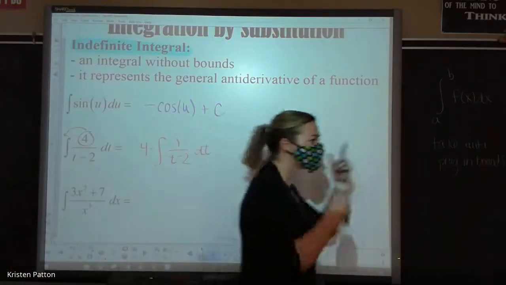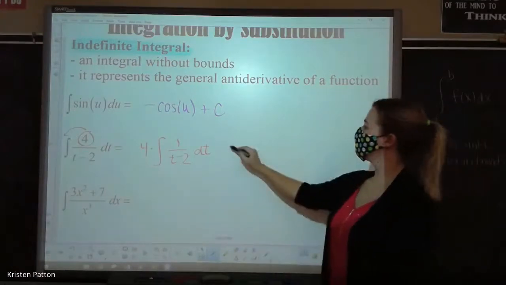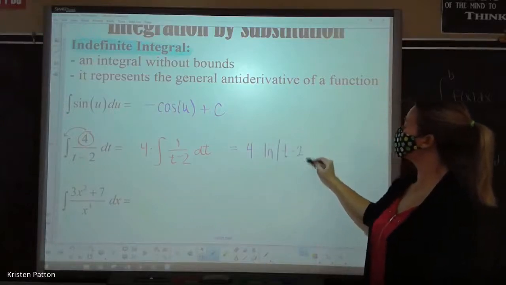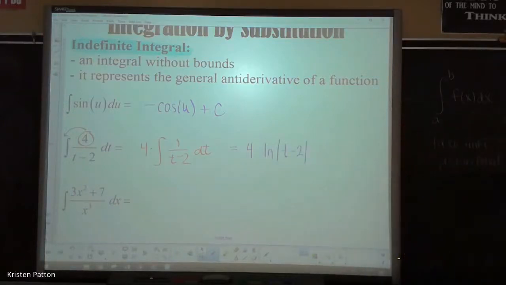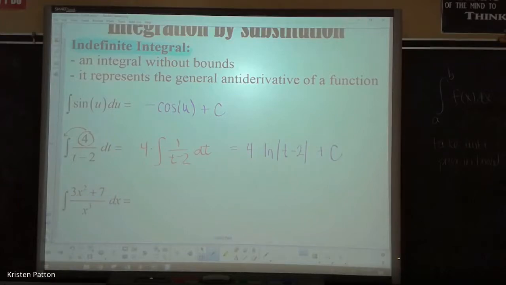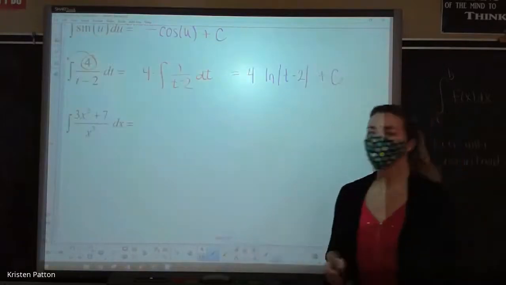So here, this is just a little warm up here. So the 4, if you wanted to move it, great. So now we've got a 4 times the natural log of the absolute value of t minus 2. Let's see. So this right here is just kind of review of antiderivatives that we know, tied with this new concept of an indefinite integral, an integral without bounds. Let's take a look at the third one.